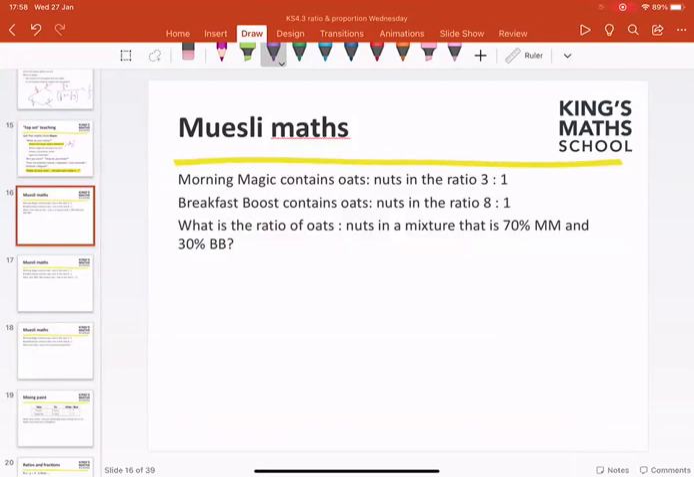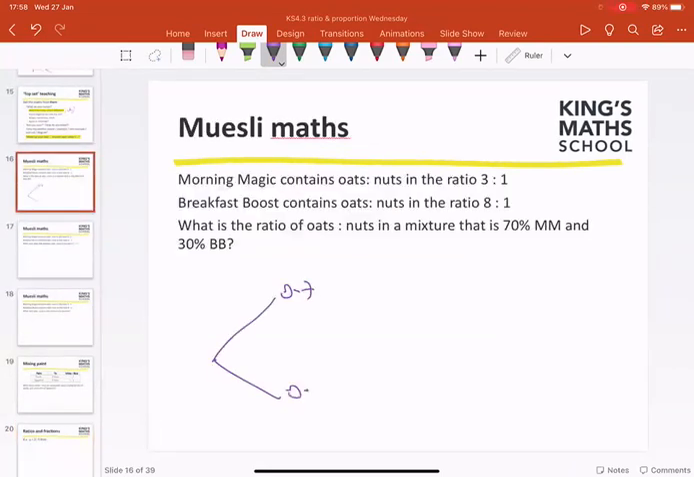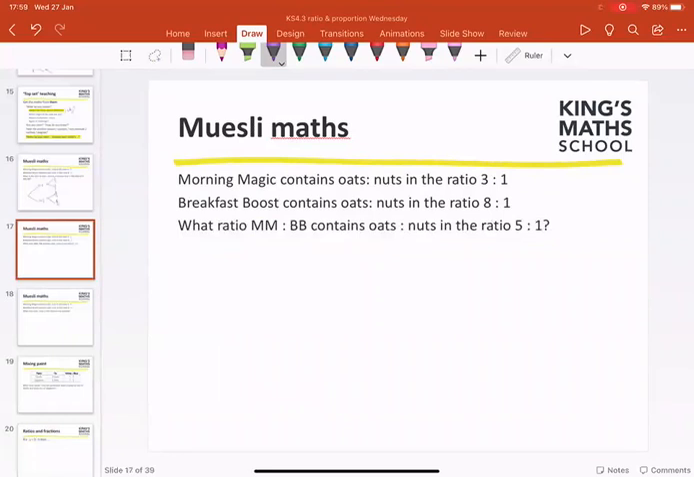And then I just thought of a different context for it. So this is a very similar sort of thing, with a bit of percentages put in. Clearly we're going to have 0.7 for the muesli and 0.7 for the Morning Magic and 0.3 for the Breakfast Boost. And then we're going to have oats being 3/4, nuts being 1/4, oats being 8/9, nuts being 1/9, etc. So we can work out oats to nuts from there. And that's relatively straightforward. And then that's the other way around.